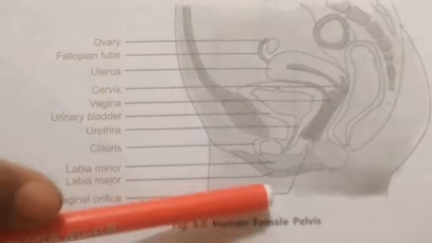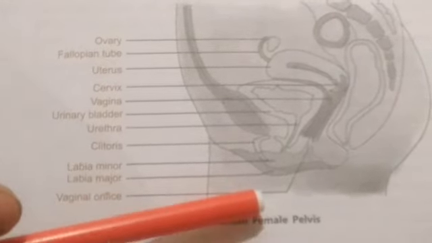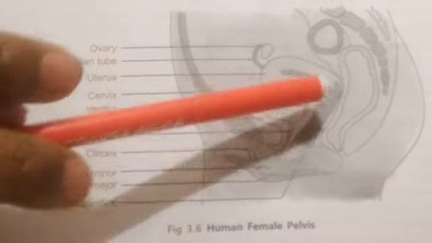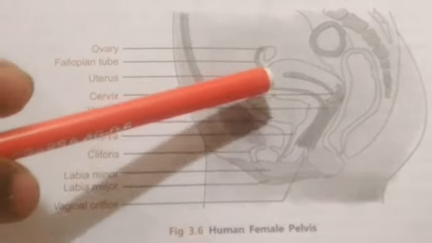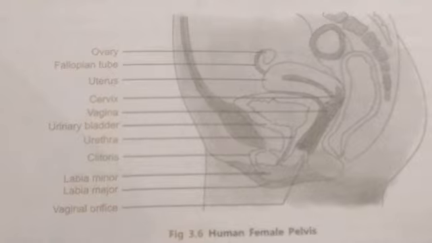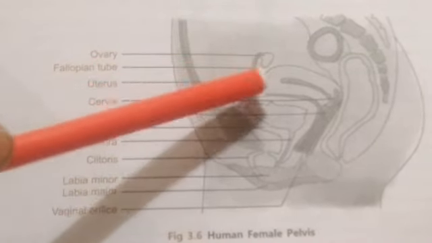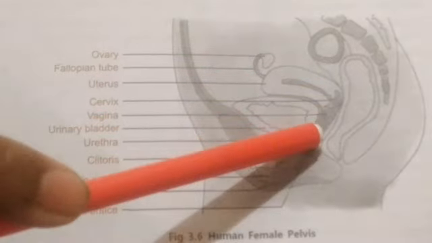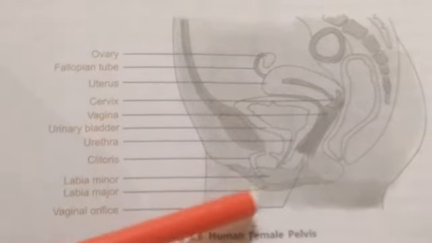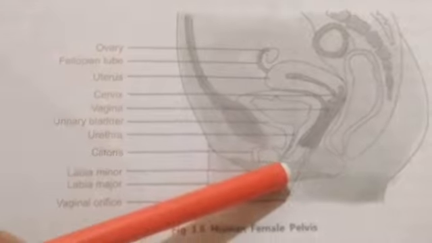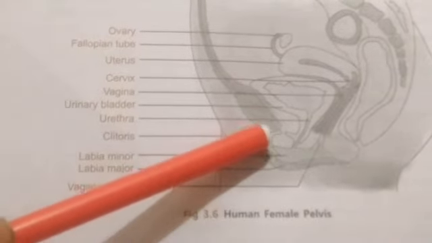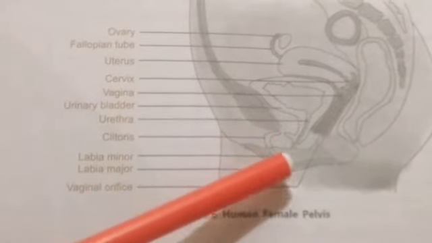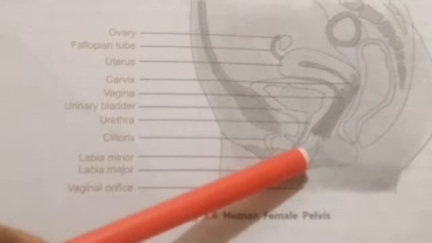Next, you can see here the side view of the female reproductive system. Clear? So this region is the ovary, this is the fallopian tube, this is the uterus, cervix, vagina, this is the clitoris. Clear? And labia majora, there is labia minora.